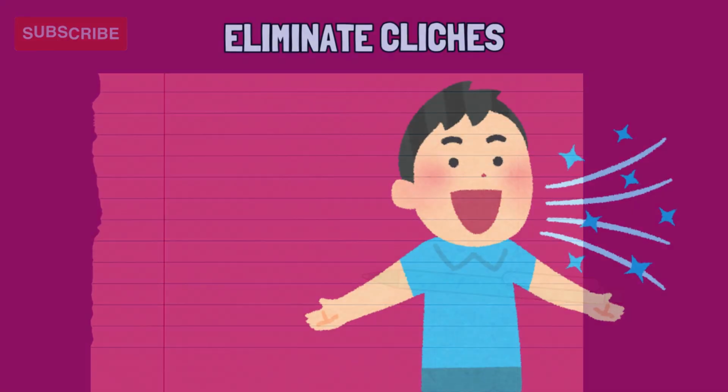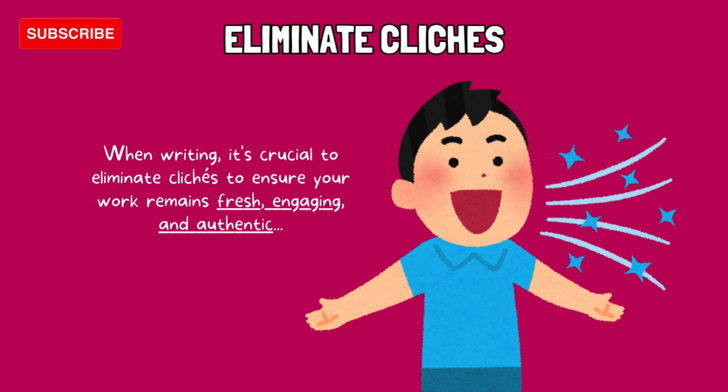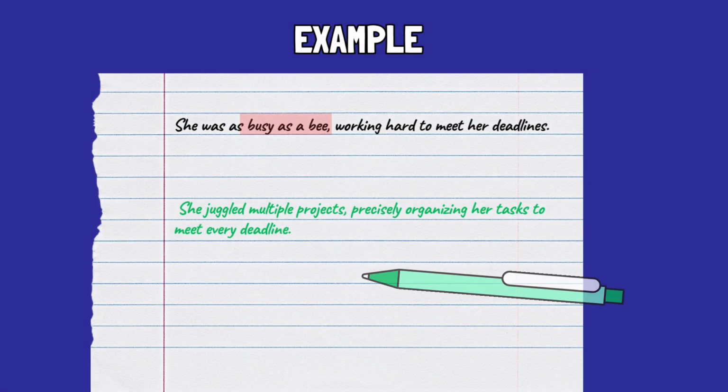It's also important to look out for cliches. Cliches are overused expressions or ideas that have lost their originality and impact due to frequent use. When writing, it's crucial to eliminate cliches to ensure your work remains fresh, engaging, and authentic. Instead of relying on familiar phrases like "better late than never" or "as quiet as a mouse," strive to create original metaphors or descriptions that more accurately and uniquely convey your message. By avoiding cliches, your writing will be more vivid and resonate more strongly with readers, setting it apart from the mundane and predictable.